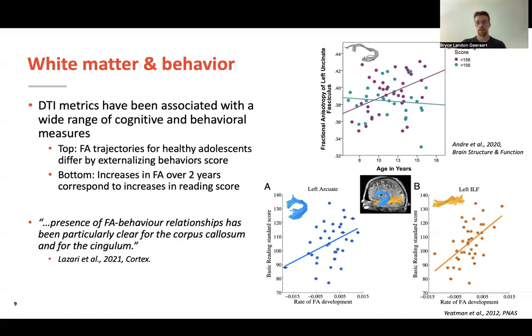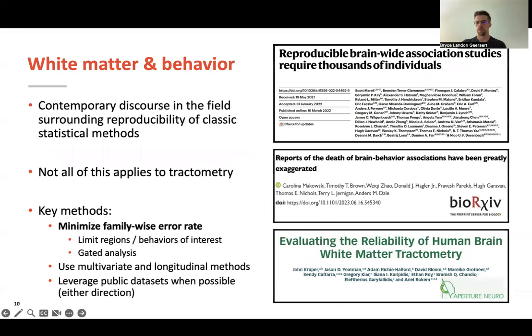Now, another interesting thing to note here is that the tracts you choose to investigate for links to behavior matter. There's this nice quote from a 2021 paper mentioning that links between FA and behavior are particularly consistent in the corpus callosum and the cingulum, whereas other tracts might be less consistent in terms of their reported associations to cognition or behavior. This is kind of a segue for me into talking about reproducibility of findings, which is a big focus in the field right now.